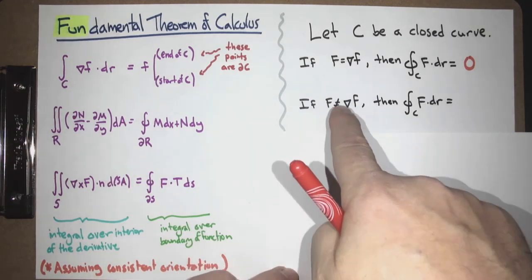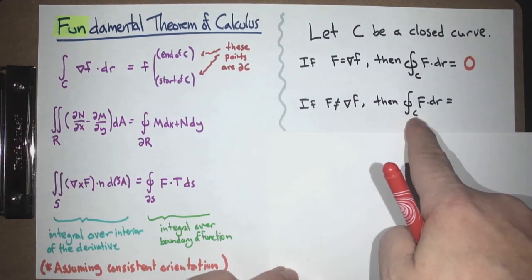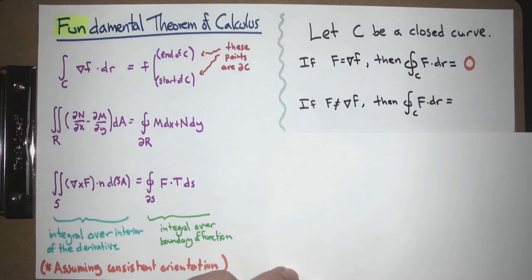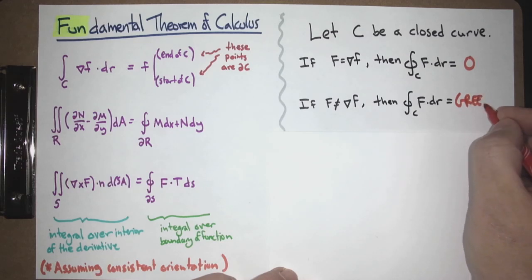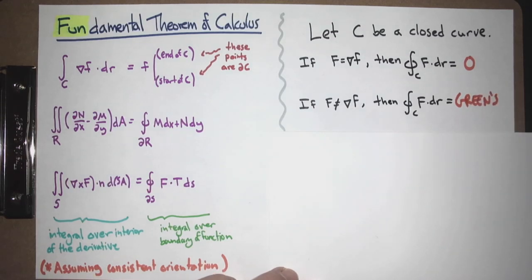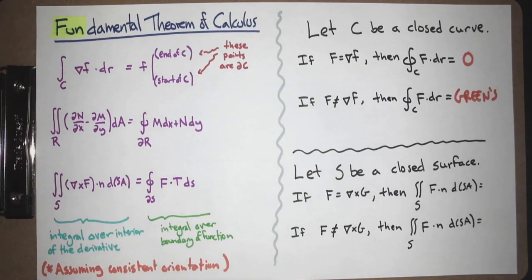What happens if it's not a gradient of f? Now, of course, you can still apply it. The integral along the curve F dot dr, what did that lead to? This led to Green's theorem, which is suspiciously written in red. I should have planned better. All right. So now let's ask a different question.